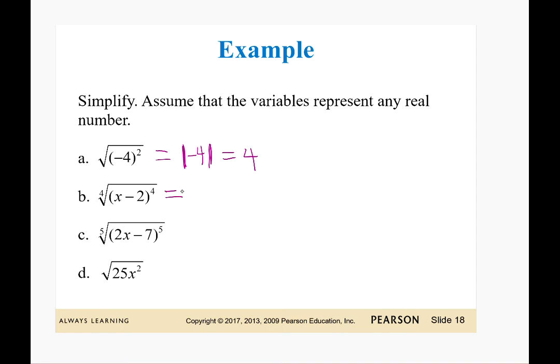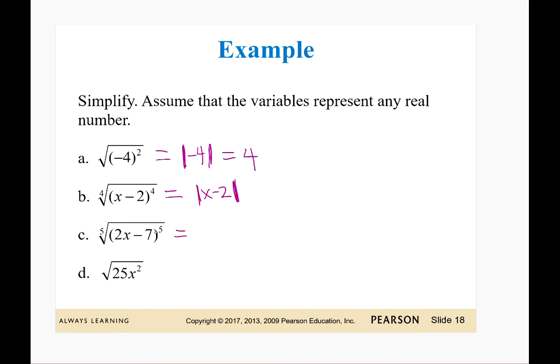In this case, same thing. We've got an even index and an even power, so we're going to take the absolute value. These are going to undo each other, and we're going to take the absolute value of that base, which is x minus 2. In this case, there's nothing we can do because it's a difference.